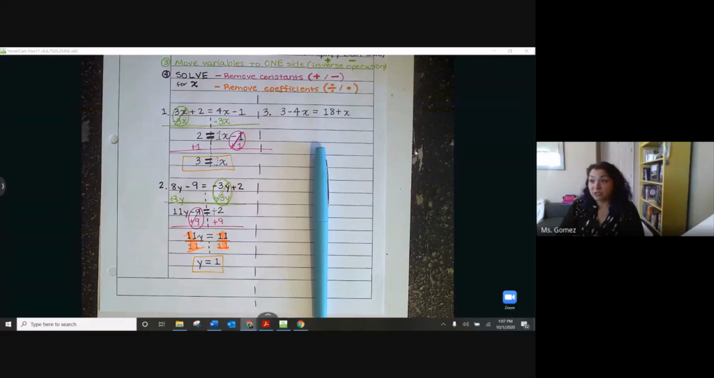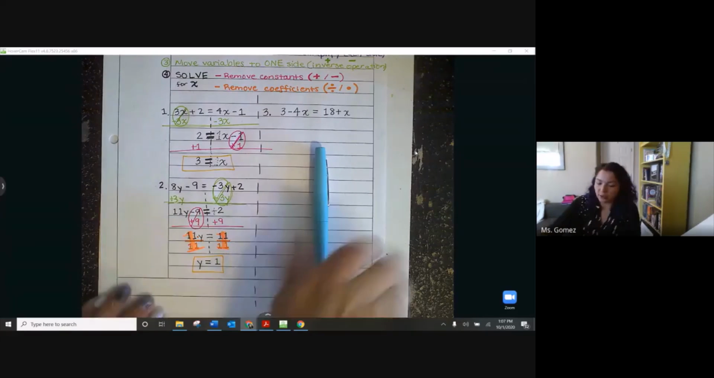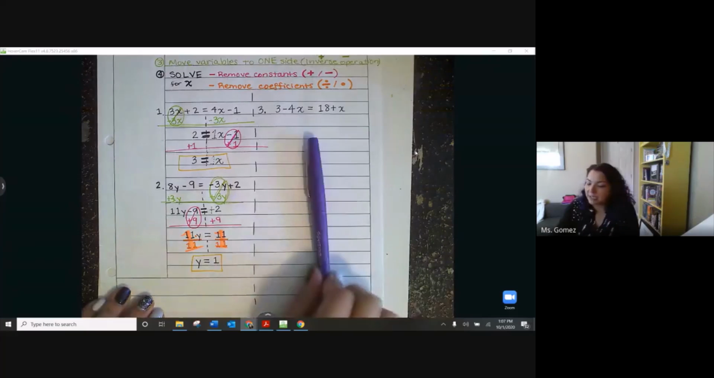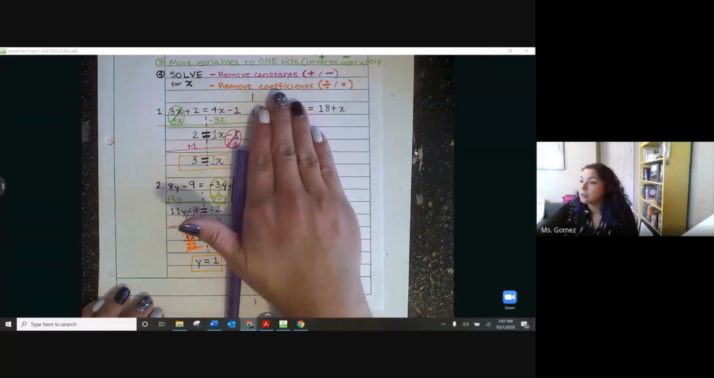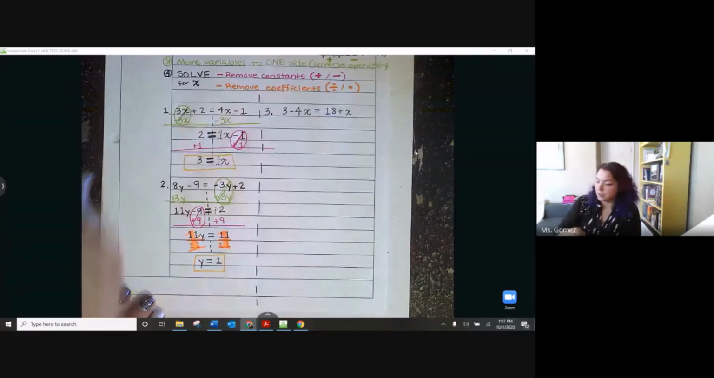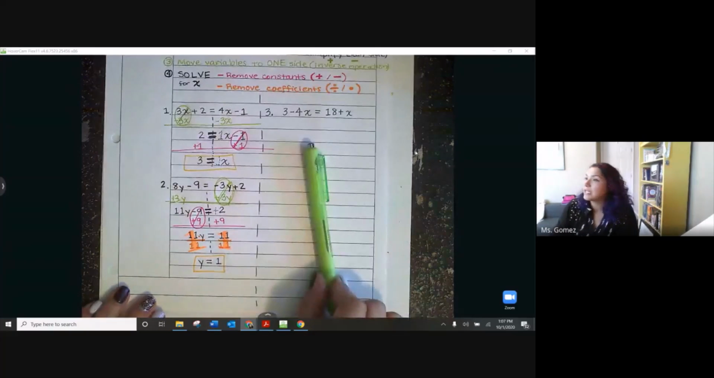Do I have parentheses to distribute? Yes or no? No. Okay, there we go. All right. Combine like terms on the left side. On the right side? All right. Do I need to move variables to one side? Yes or no?